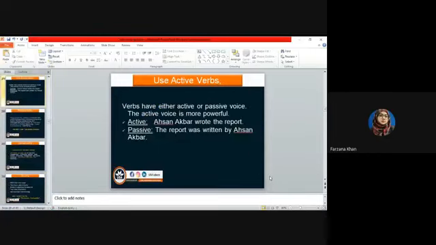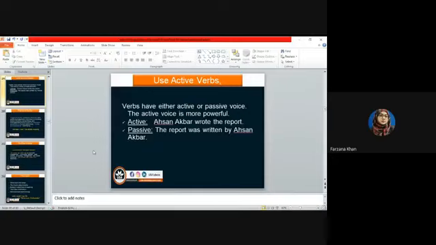Another tip which I would like to give you is to always use active verbs. Verbs can be in the active or the passive voice. The active voice is more powerful than the passive voice. For example, you can see, "Hassan Akbar wrote the report." This is active. "The report was written by Hassan Akbar" is passive.